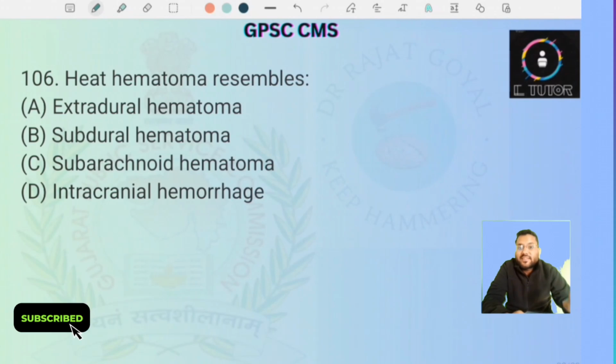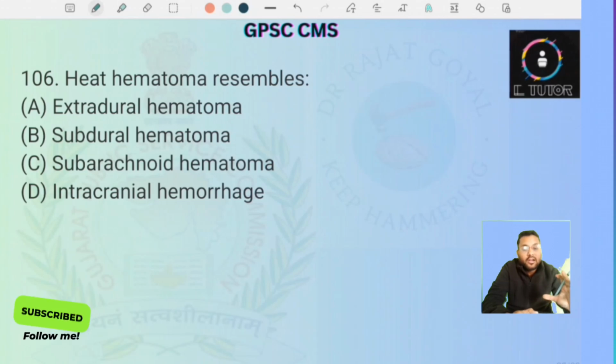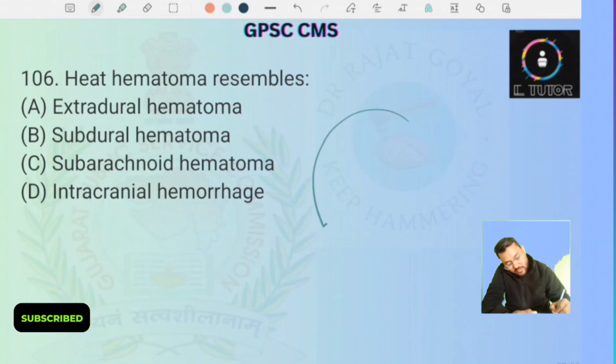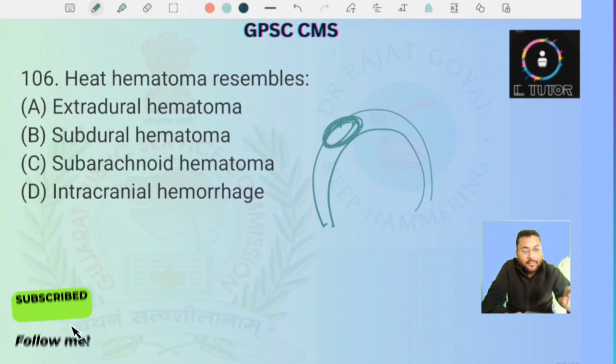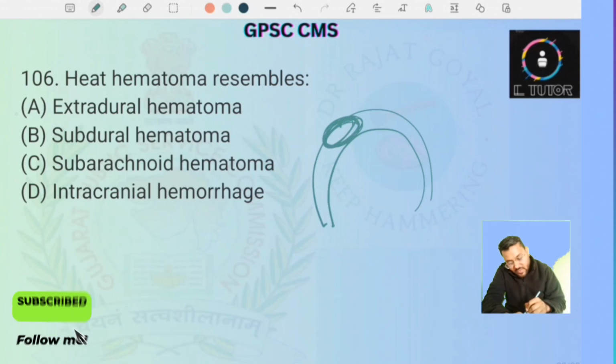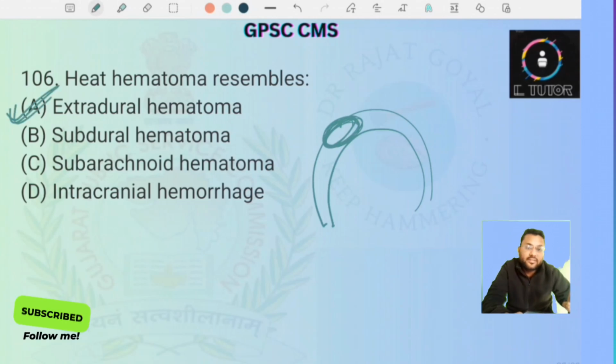Heat hematomas resemble? So what is a heat hematoma? Whenever there is a burn patient, there is a collection of clotted blood in the extradural part. So it resembles the extradural hematoma, and it is seen in burn patients. So the answer will be option A.